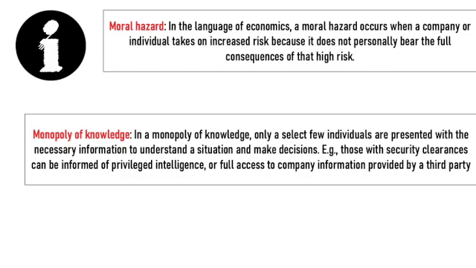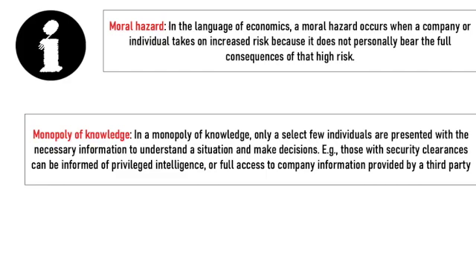So if we return to these examples of imperfect information or information failure in relation to asymmetric information, we can also look at monopoly of knowledge as well. So in a monopoly of knowledge, only a select few individuals are presented with the necessary information to understand the situation and make decisions, meaning that one economic agent has that information, but the other economic agent does not have the access or the ability to access that information.